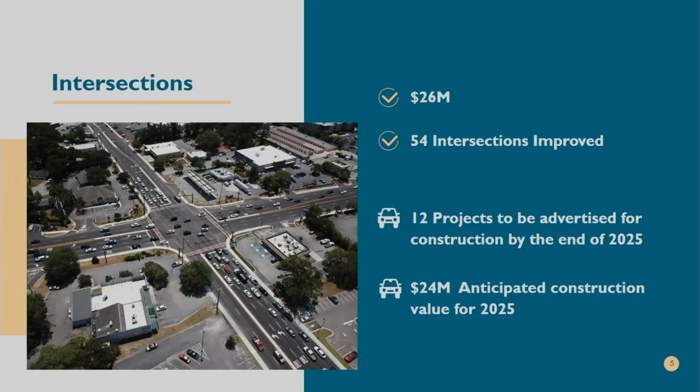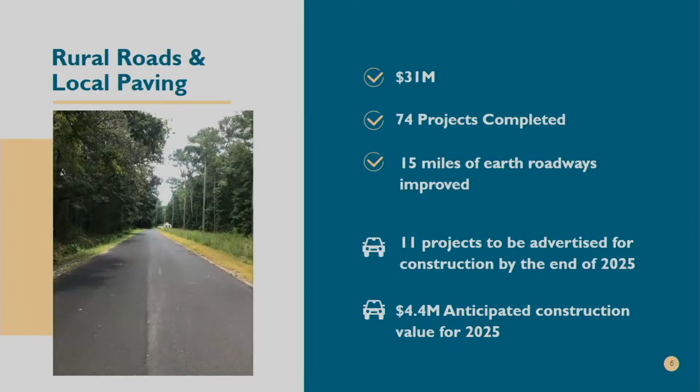In our intersection projects, we've completed 54 through the life of the program. That's an aerial picture of Sam Rippenberg at Highway 61 in West Ashley. Totaling about $26 million. Now, coming up this year, we've got 12 projects that we're looking at advertising, totaling about $24 million. So that's going to include Calhoun at Courtney and also the Old Town intersection projects in West Ashley. So a lot of intersection work coming up.